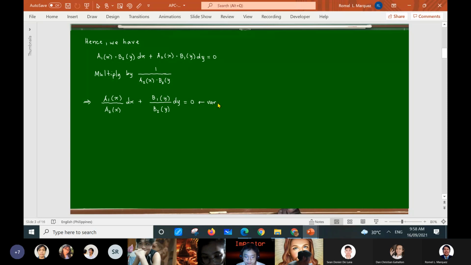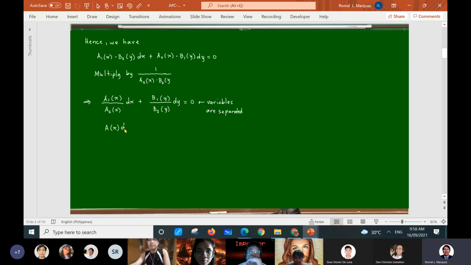Variables are separated, meaning non-zero, one type of variable only. We can simplify this into simply a of x, because this is just a function of x, then dx. While for this one, I can let b sub 1 over b sub 2 be simply b, so that is in terms of y. So dy equals 0. Get it, guys?